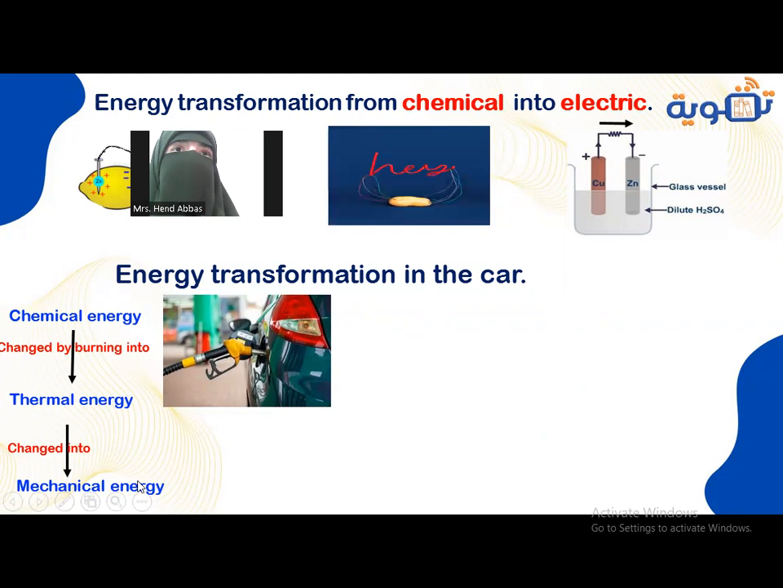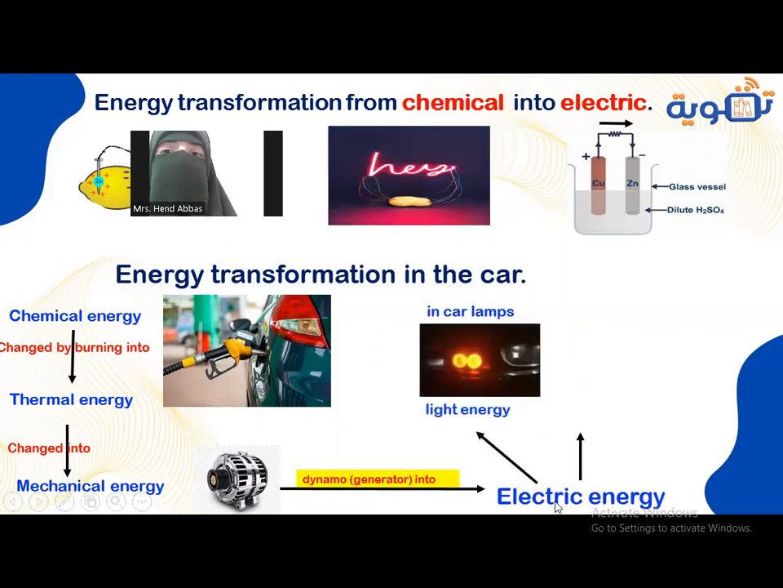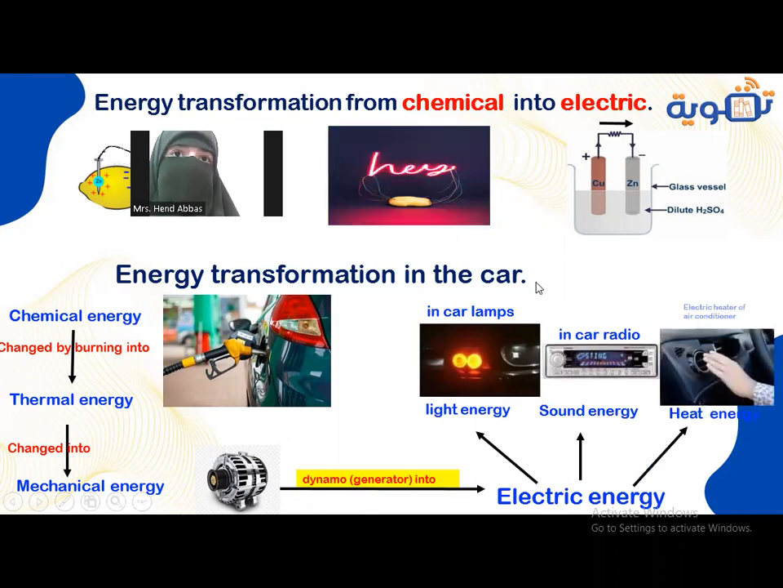But we need to light the lamps of the car, and we need to use the AC of the car and so on. So there is another very important device in the car. It's called a dynamo, or we can say an electric generator. It changes a part of this mechanical energy into electric energy. Then this electric energy is changed into light energy, sound energy, or heat energy. The dynamo is very important to change a part of the mechanical energy to electric.